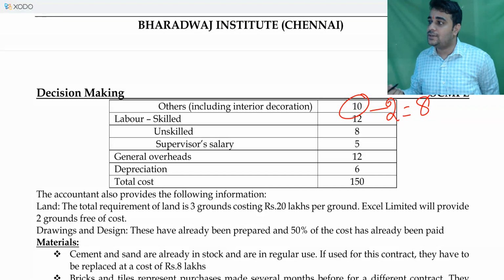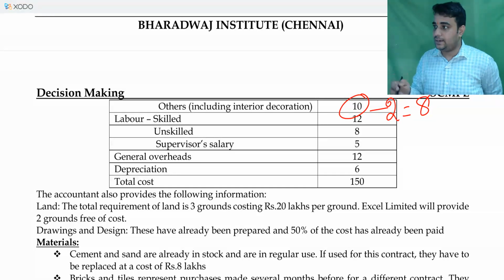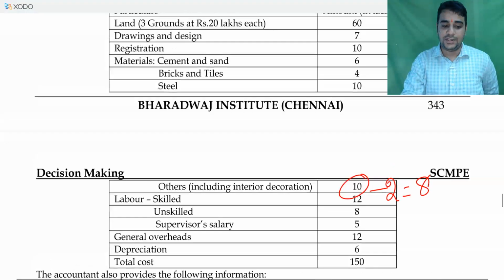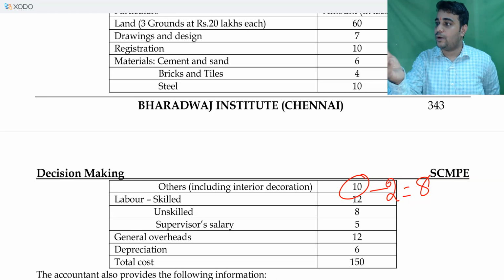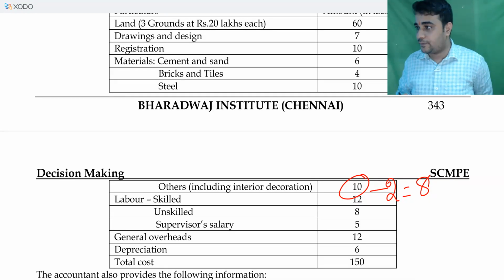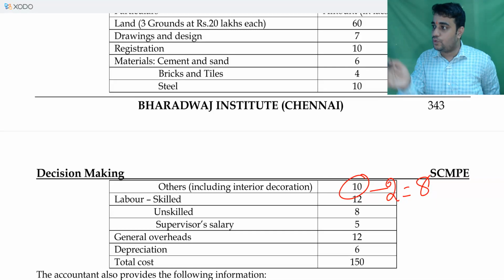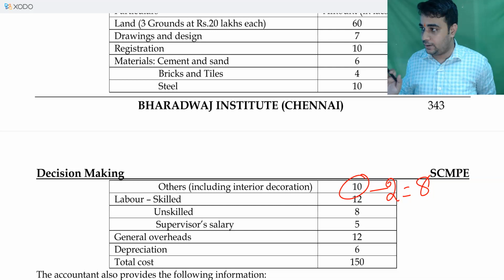The material is already in stock. So just because I'm subtracting 10 minus 2 does not mean I'm saving 2 lakh rupees. The question just said others including interior decoration. They could have made it like interior decoration 2 lakh, others 8 lakh. This doubt may not have come to you, because the interior decoration is 2 lakhs, a part of this 10 lakh. This does not mean I'm saving 2 lakh rupees for the company.